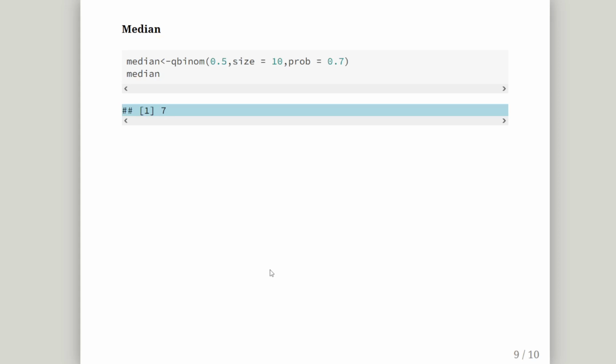The median, we're going to use another one of the binomial family of functions. Here it's qbinom. Q is quantile, and this value here is 0.5, as in the 50th percentile. 0.5 is the 50th percentile, which is the median. Those are the arguments there: size equals 10, probability equals 0.7, and we just calculate the median, and there we go, 7.